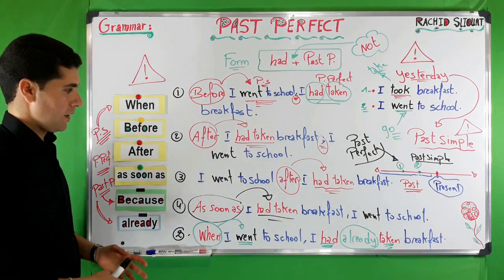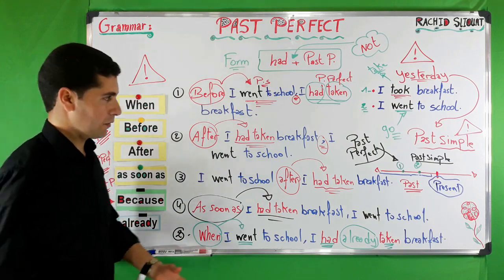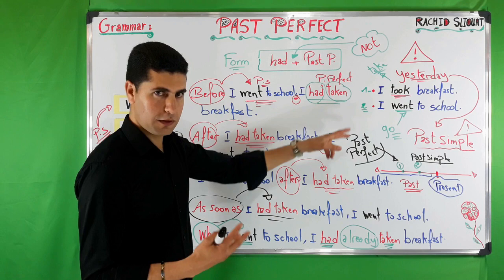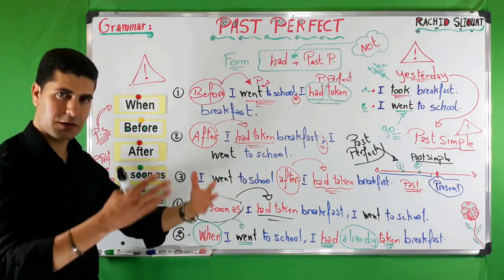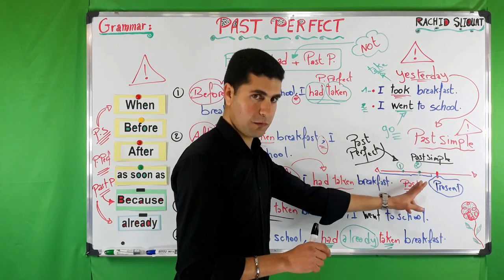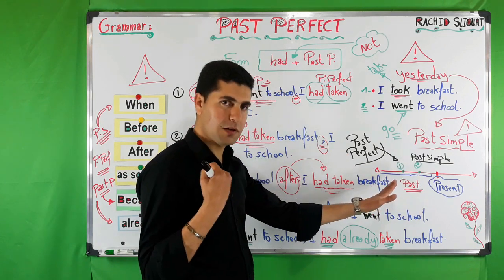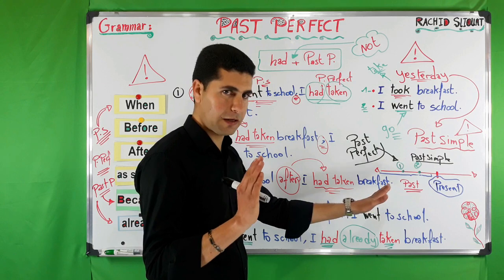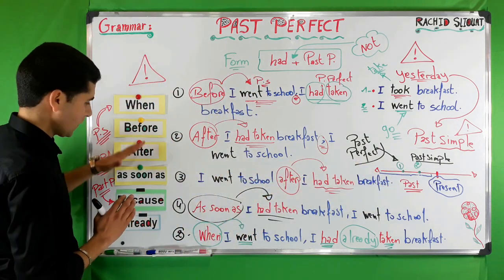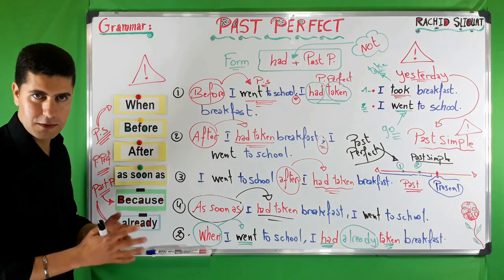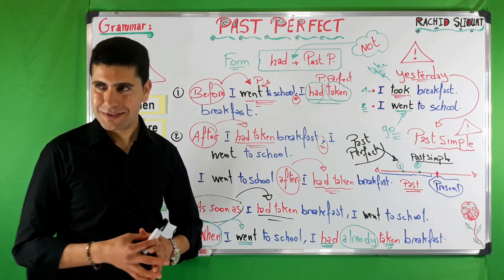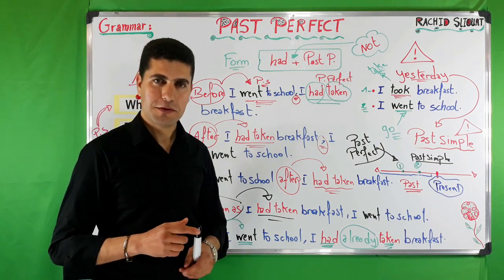All right, so these are just very simple examples for these two actions, so you can apply this to different situations and different actions. Just remember this sequence, and the first action is always in the past perfect, and you can use it with such words, or as I call them, key words.